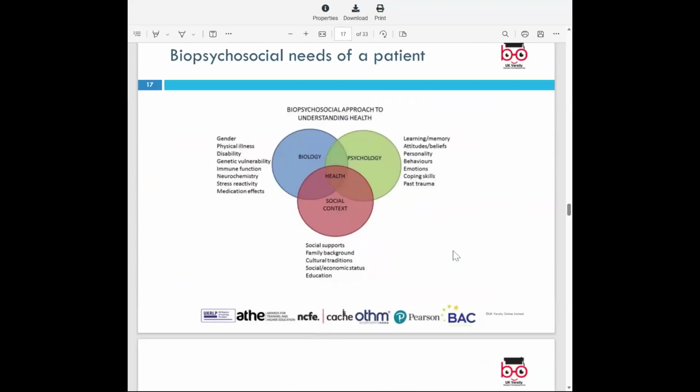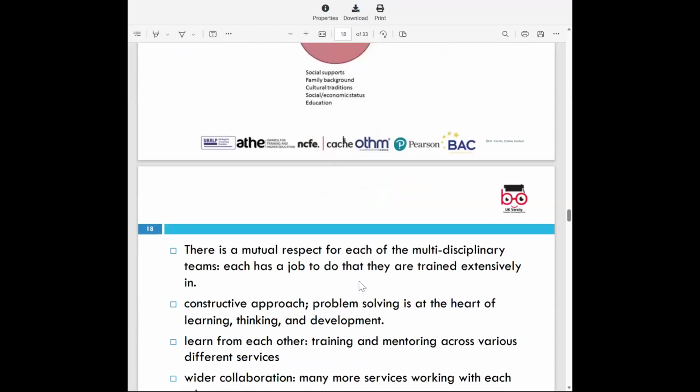So the biopsychosocial needs of the patient. First the biology, then psychology, then the social context. So things like the biology would be gender, physical illness, disability, genetic vulnerability, immune function, neurochemistry, stress reactivity, and medication effects. And then the psychological, which is learning, memory, attitudes, their personality, what their emotions are, their past traumas. And the social context is the family background, the culture, the education, anything like that.